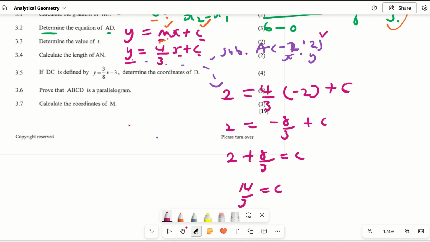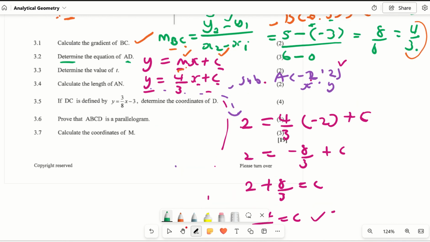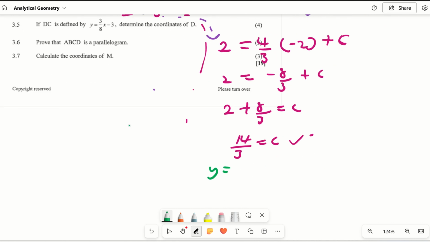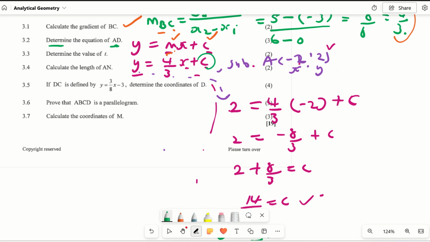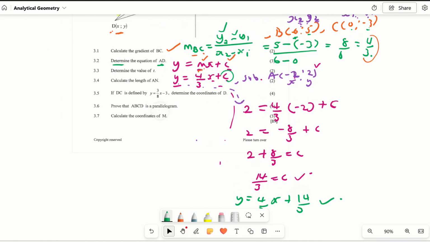Do you guys get 14 over 3 when you punch? Proper stuff. So therefore, you can safely conclude now that the equation of the straight line AD is y equals 4 over 3x, this is you substituting there, plus 14 over 3. Any questions? Yes.